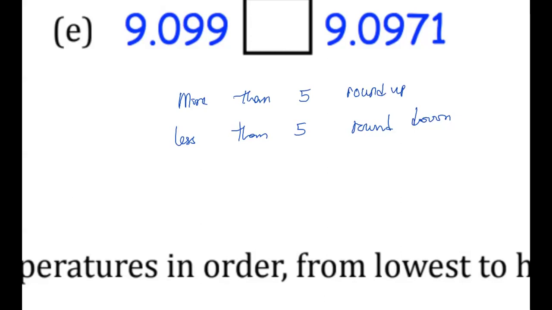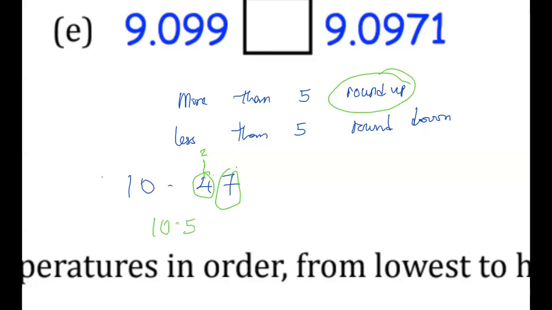So for example, now if you have something like 10.47, and you're asked to round this thing to the nearest one decimal. You check it here. This one is 4. So you check this one because this is the first decimal. So you check this one, 7. Is 7 more than 5 or less than 5? 7 is more than 5. You will round up. So this 4 changes to the next number and becomes 10.5.